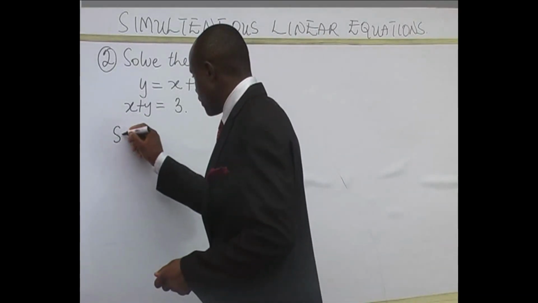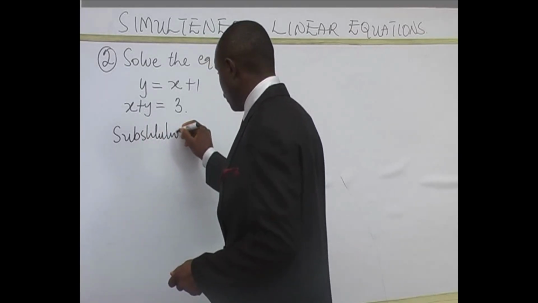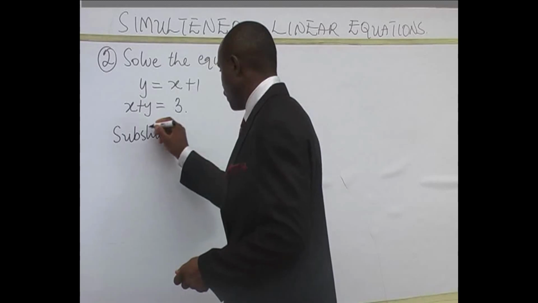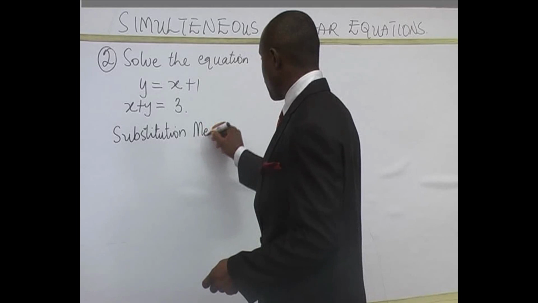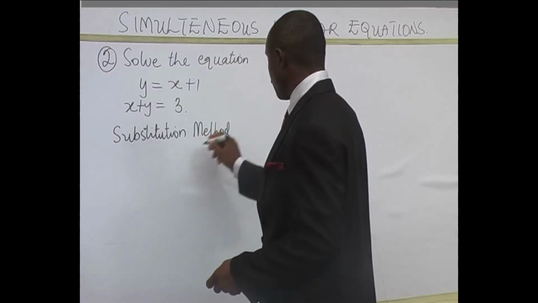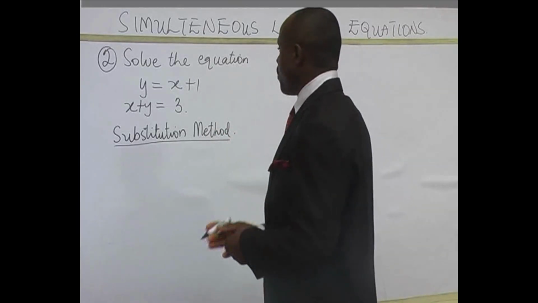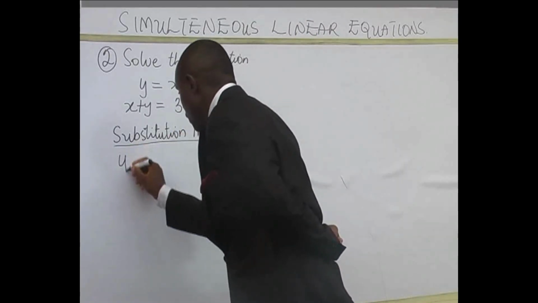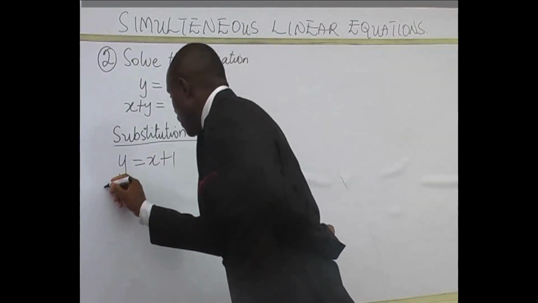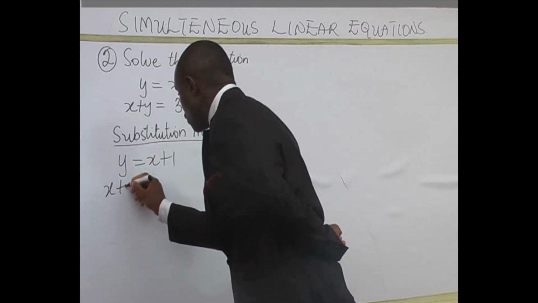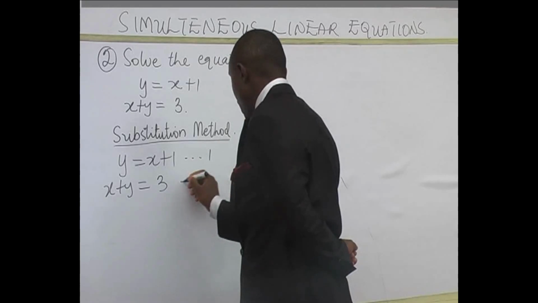Substitution method first. Substitution method. Bring down the equations. The equations say y is equal to x plus 1, while x plus y is equal to 3. This is equation 1 and this is equation 2.